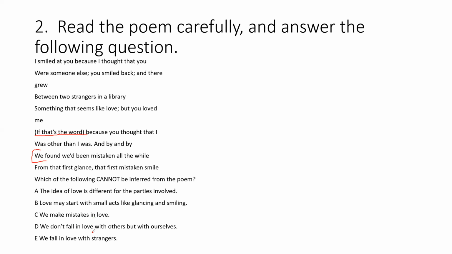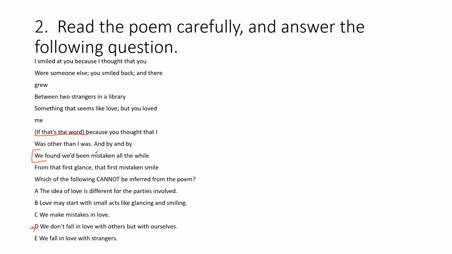Option D, we don't fall in love with others, but with ourselves. Here, in this particular poem, the first person is falling in love with the other person, not with himself or herself. So this cannot be inferred. I can hold this. And option E, we fall in love with strangers.